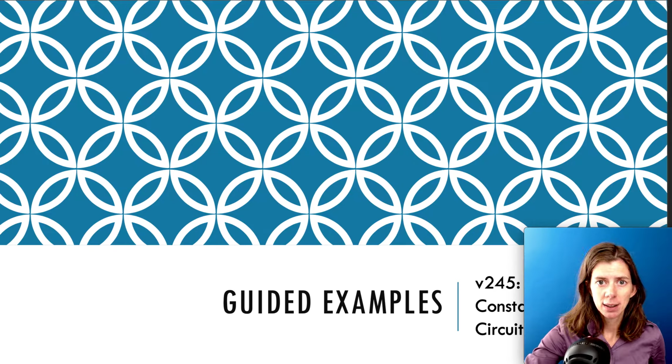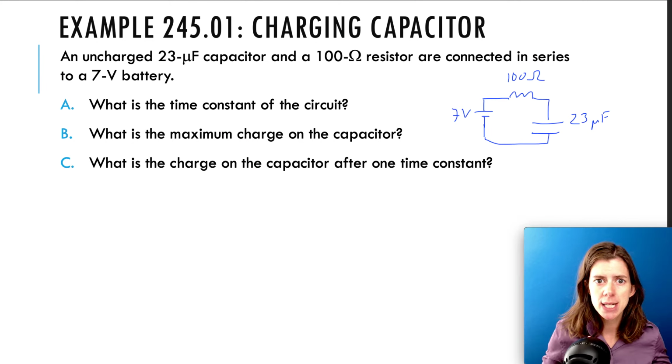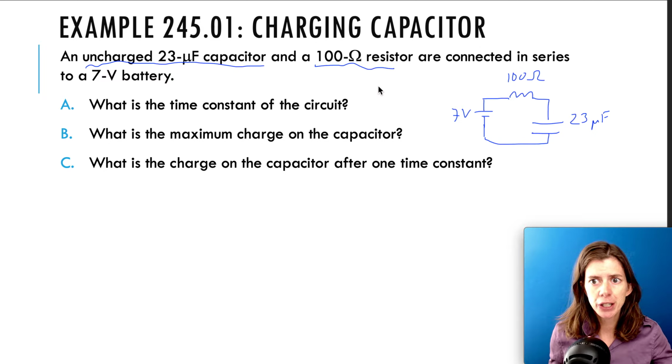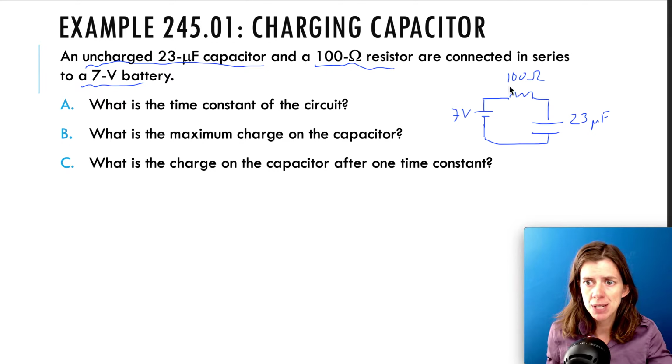This is the guided examples from video 245, the time constant of an RC circuit. Let's look at this example that has three parts. It's called charging capacitor. We have an uncharged capacitor and a resistor, connected to a battery. I drew this out: the voltage, the resistance, the capacitance. Since it's uncharged, I should have shown a switch that is initially open, and once you close the switch, the capacitor will charge. So the first question is, what is the time constant?